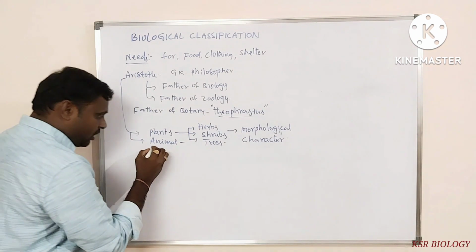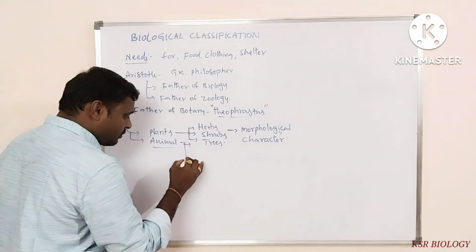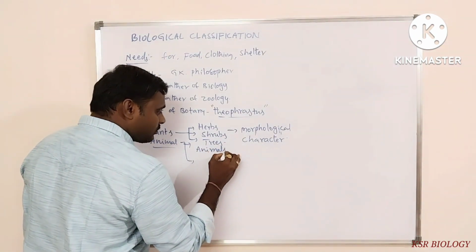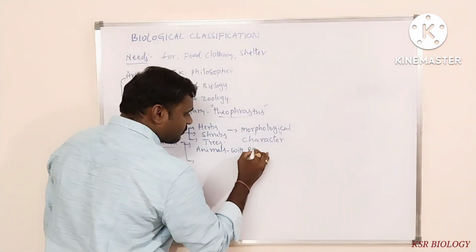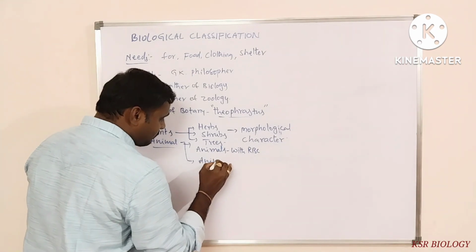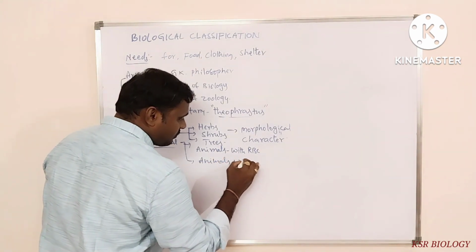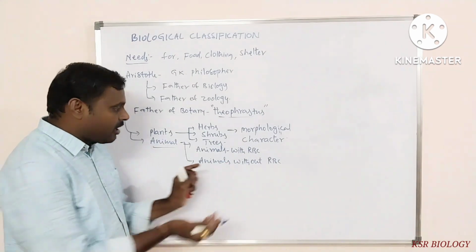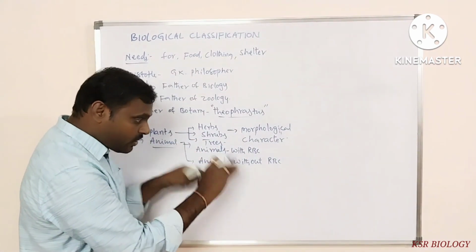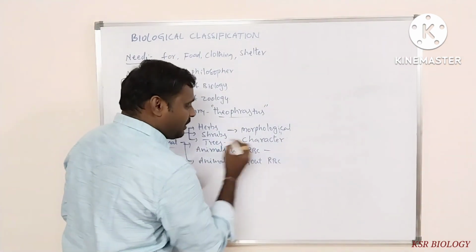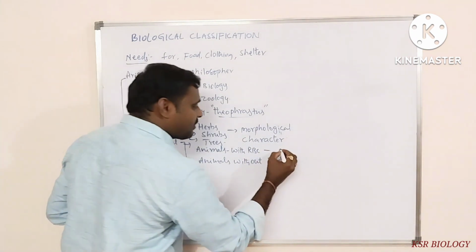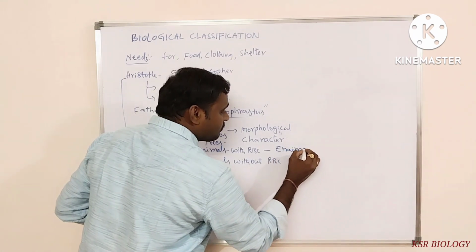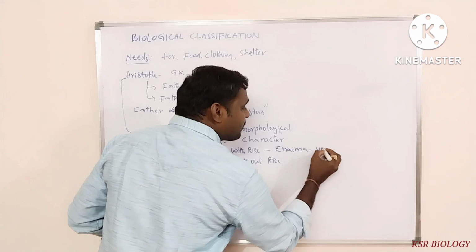Right. So he also classified the animals into two categories: animals with RBC and animals without RBC. The animals which have red blood corpuscles are one group, and animals without RBC are another group. So which organisms come under animals with RBC? Vertebrates. Animals with RBC are also called Enaima. So what are the examples for this? Vertebrates.